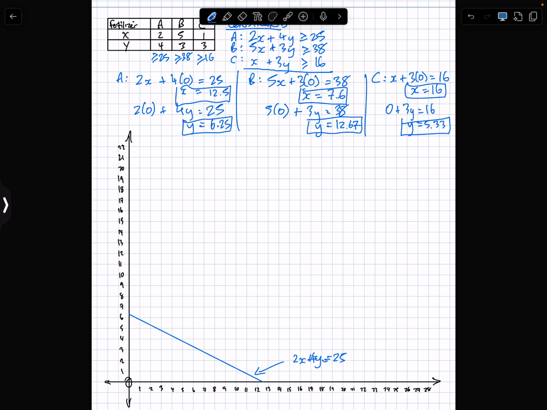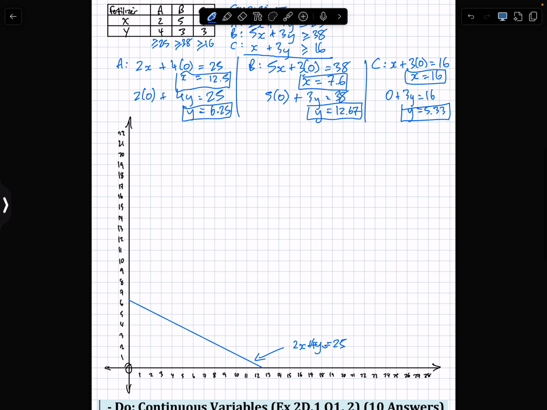Next line, x is equal to 7.6, so slightly past halfway. And then 12.67, so 2/3. That's the second line drawn. That is 5x plus 3y equals 38.